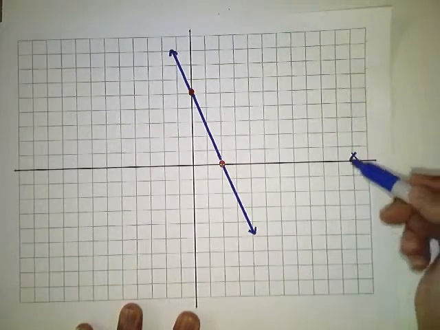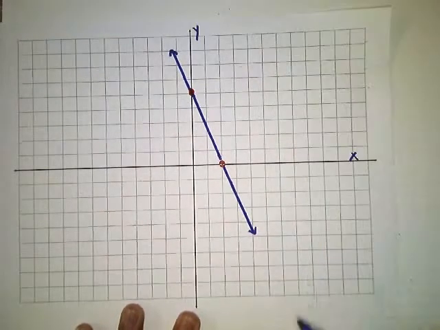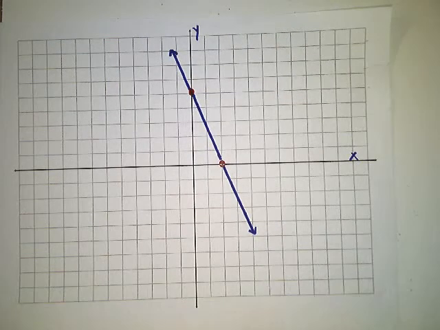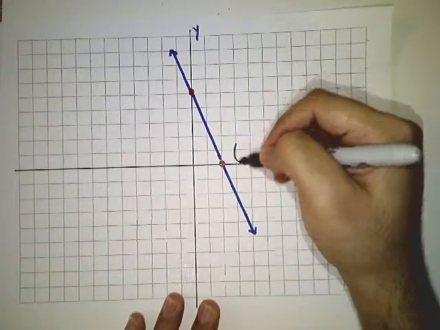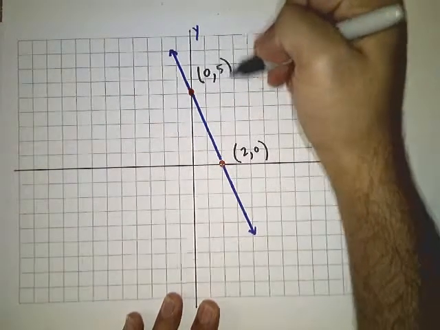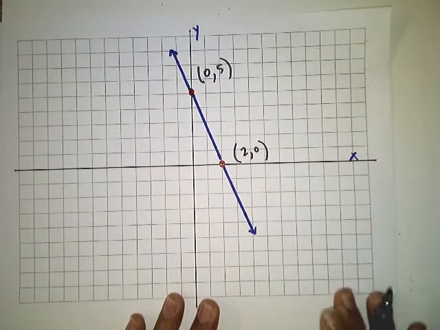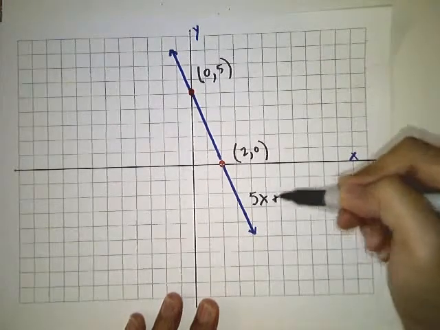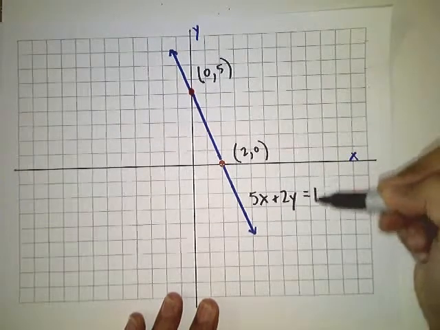And again, this is our x-axis, and this is our y-axis. Notice how I have the arrows on either side. One last thing we can do that's nice is we can label these intercepts. This is (2, 0), and this is (0, 5). And we can label the actual line itself. The equation of this line is 5x + 2y = 10.